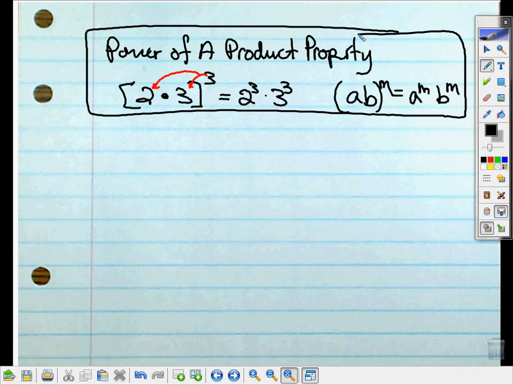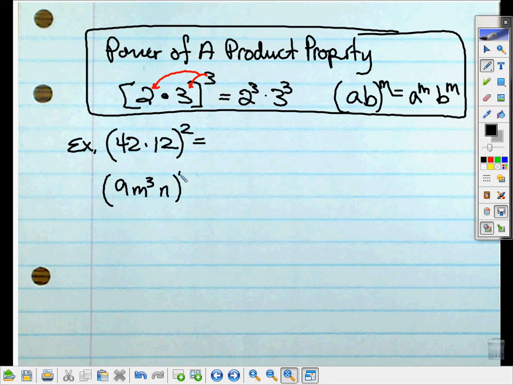And if we take a look at some examples that you would see using this, we would have something like 42 times 12 to the 2nd power, and that would equal something. You can write that out. And then let's say if we had 9 times m to the 3rd power times n, and all this gets raised to the 4th power, what will that equal? In the top one, we would have 42 squared times 12 squared.